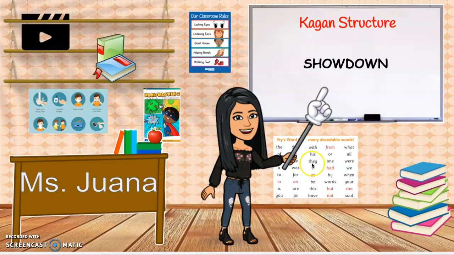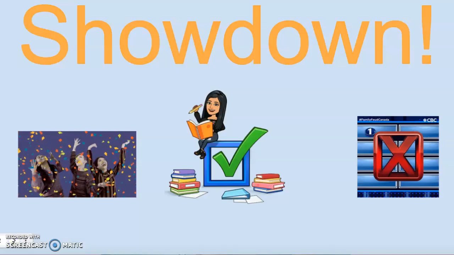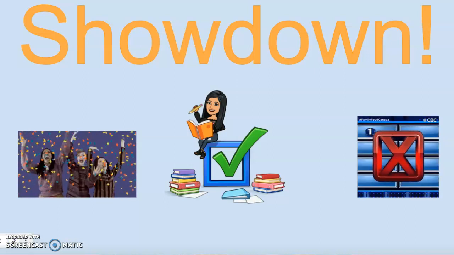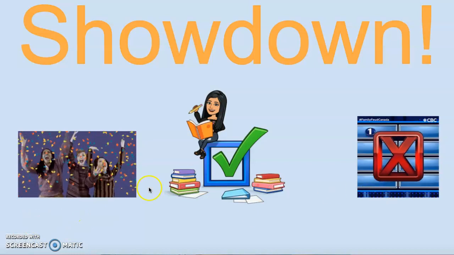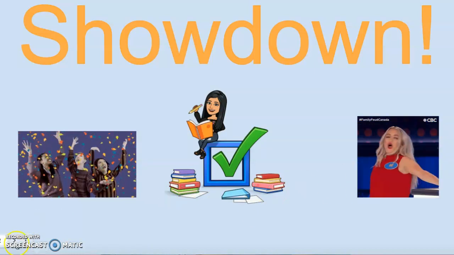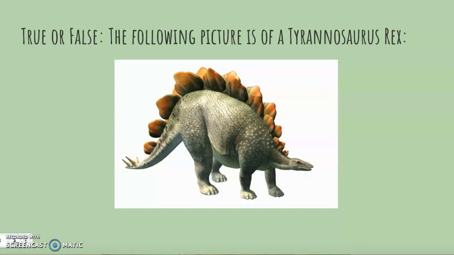So, as we see here, this is me and my class before we begin the game. I will introduce my structure with a brief explanation of the rules and the materials. And I added a little bit of images here so they can get motivated. So this is an example of the first question in my Kagan structure.